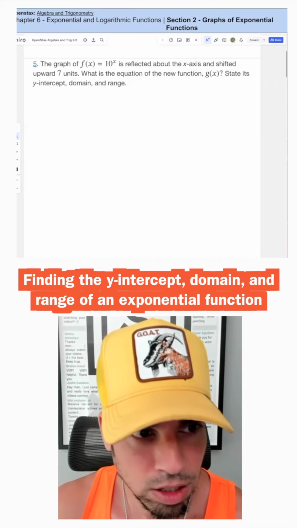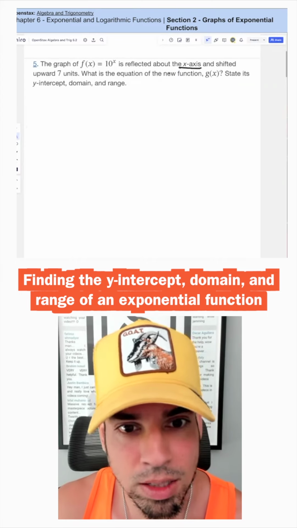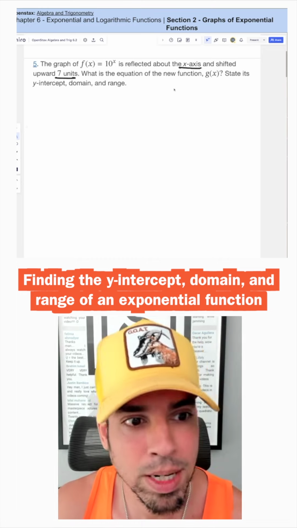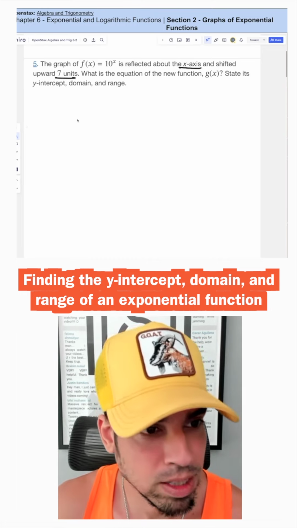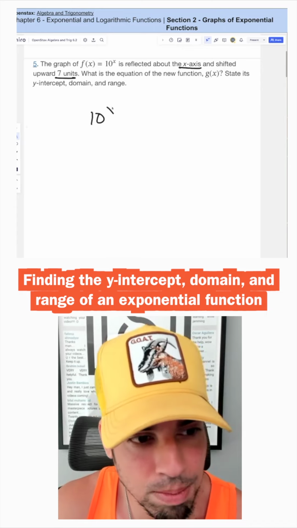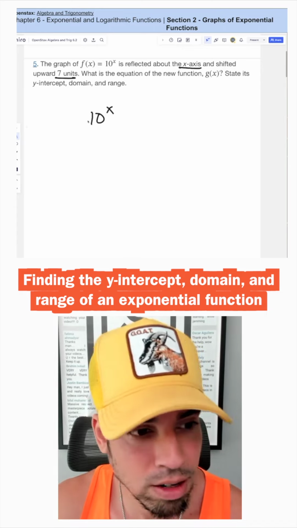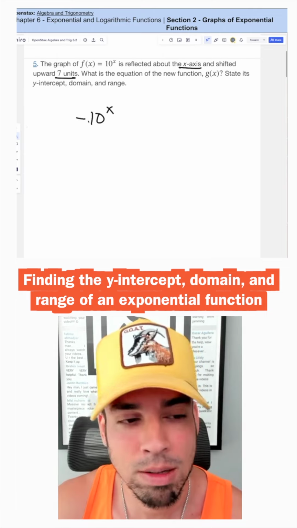Graph of f of x equals 10 to the x is reflected about the x-axis and shifted up by 7. So we need to write that new equation. So first we're talking about reflected about the x-axis. When that happens, that means we're negating the entire function, meaning you just multiply the entire thing by -1.